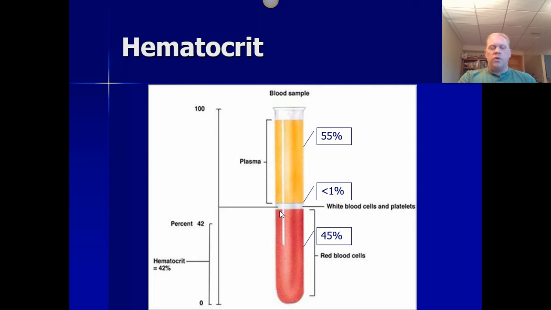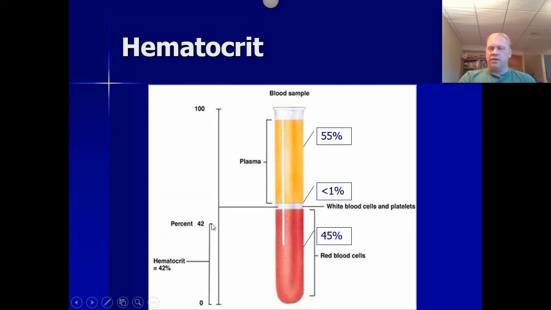So real quick diagnostic, they spin your blood really fast and they look how thick is this layer. If this is definitely more than 1%, say it's 3%, 5%, whatever, what that suggests is that your white blood cell count is high, suggesting that your immune system is fighting something, suggesting that you're sick with something that your immune system is tackling. Then they bring you in to take a look and see what exactly it is fighting. So it's just a quick thing, hematocrit.